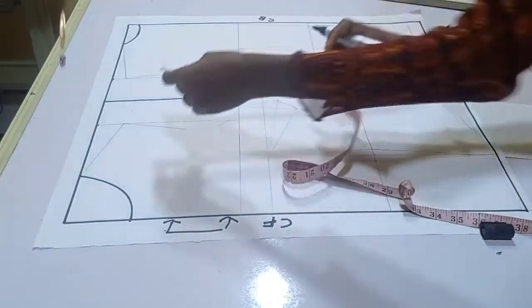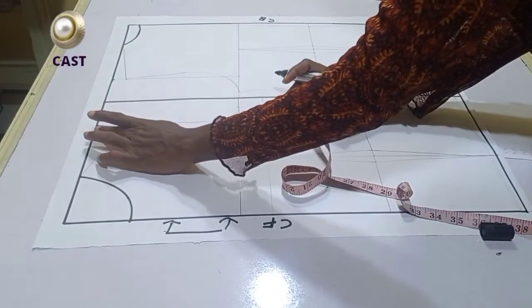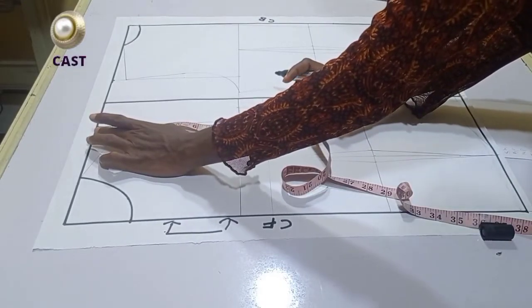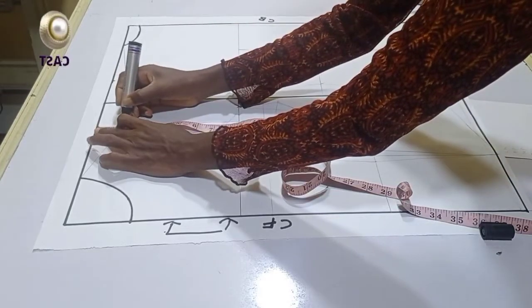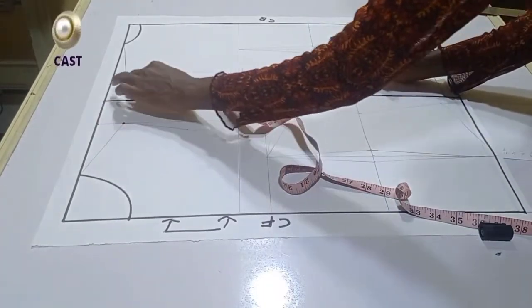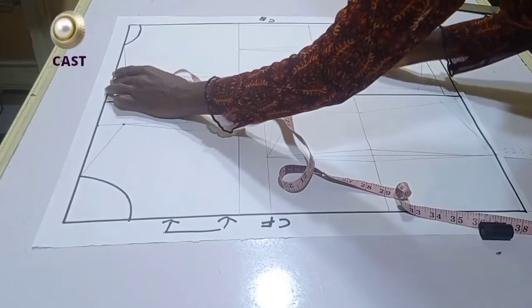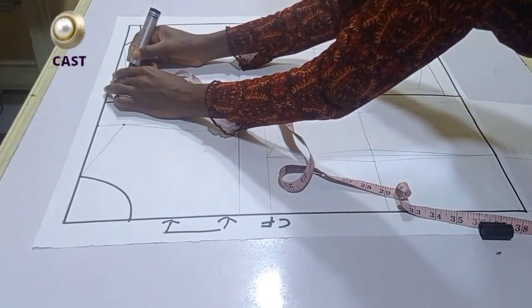On that point for the front, to get your shoulder slope for the front, I will use 1.5. Do you get it? And for the back it is going to be 1 inch. Please, I want you to get it straight.